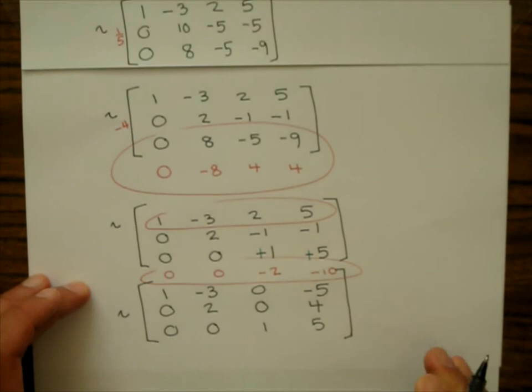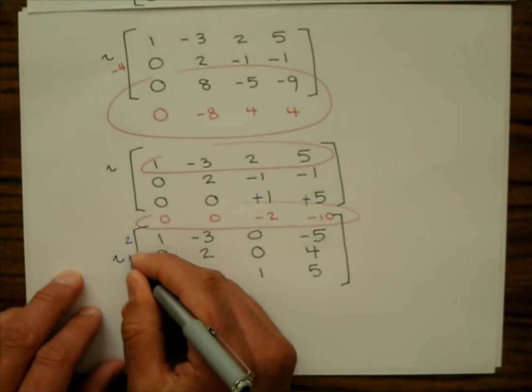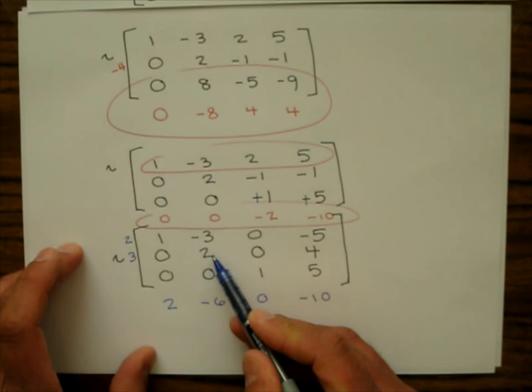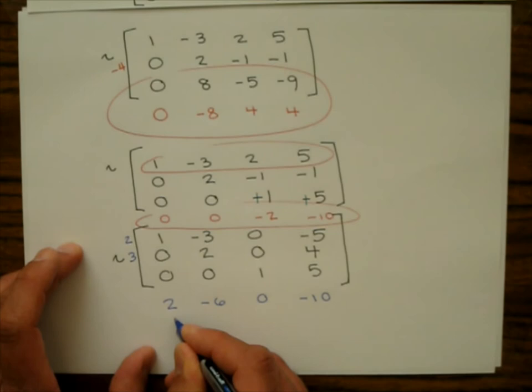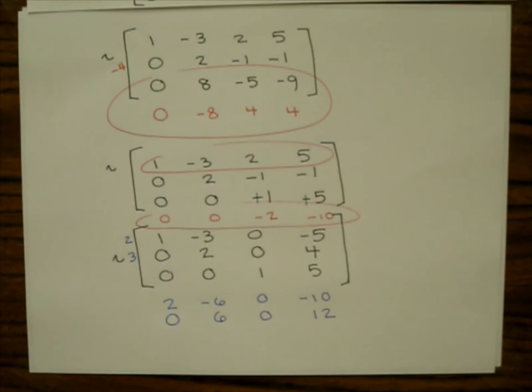I'm going to go ahead and multiply row 1 by a 2 and multiply row 2 by a 3. So modified row 1 would be 2, negative 6, 0, negative 10. I'm trying to put opposites on those positions there, and I'm using the 2 as a pivot to put a 0 there. So this is going to be 0, 6. Okay, so that's set up nicely. 0, 12.